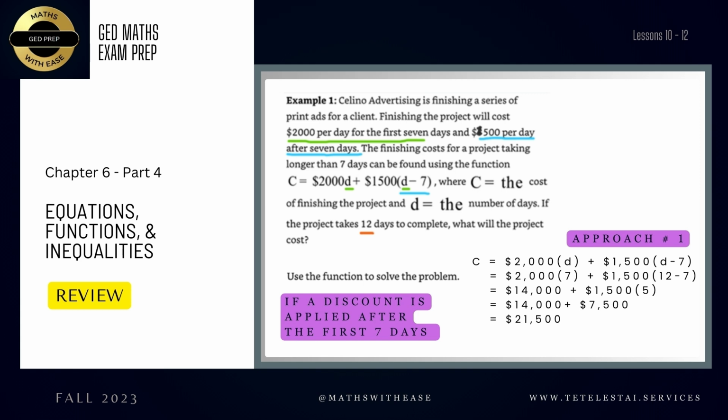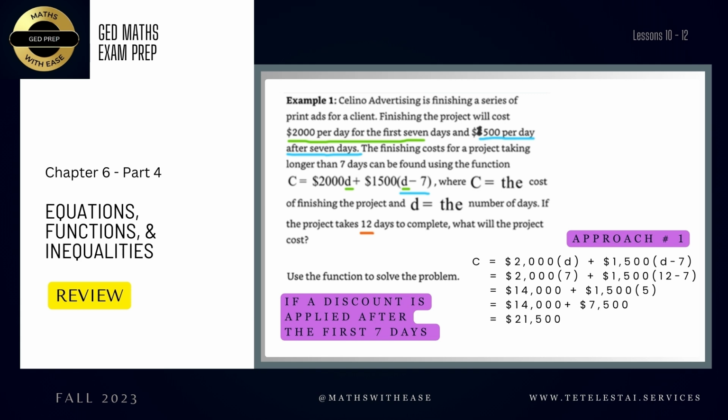So C represents cost, and then $2,000 per day for the first 7 days. So we're going to represent the number of days with D, right? Because we don't know how long the project is going to take. We just know that we're being charged $2,000 per day for the first 7 days. So 2,000 times D to represent the first 7 days. And then we're going to add that because it's telling us to add $1,500 per day after 7 days.